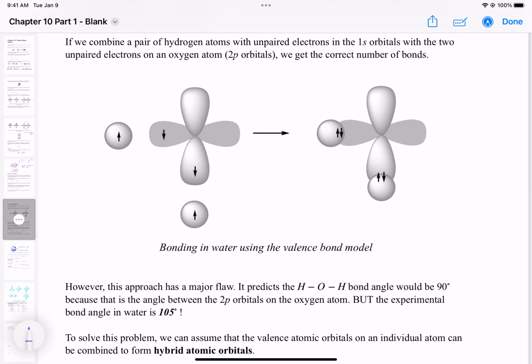However, we're going to have a flaw here. It predicts that our angle for HOH would be 90 degrees instead of 104 or 105. So this would be approximately 90 degrees in this model, right? But we know from experiment that the bond angle in water is nearly 15 degrees higher, about 105. So the model can't be right. We run into an issue here.